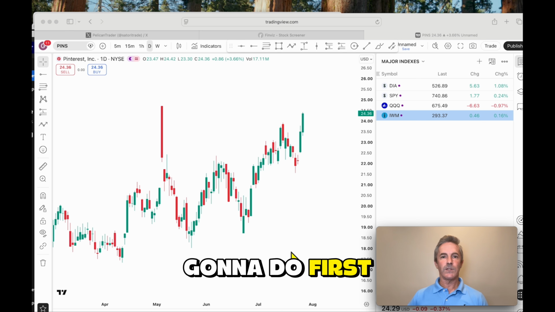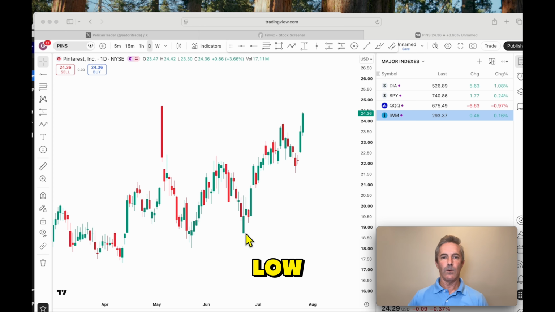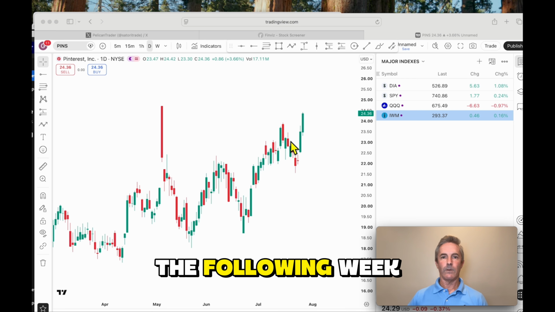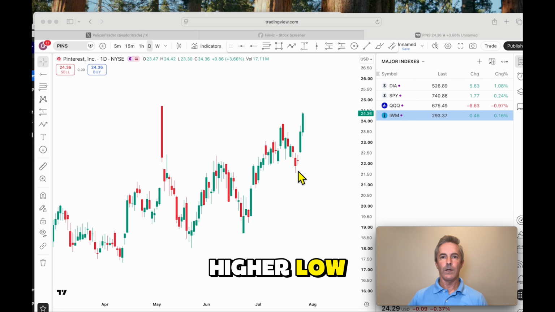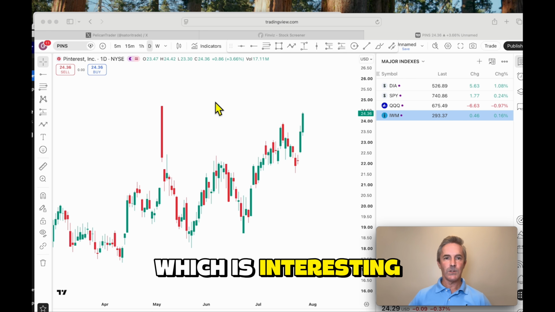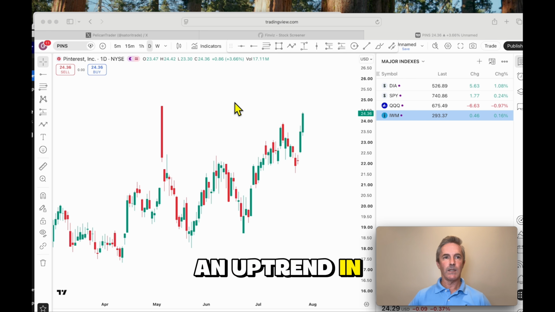So what we're going to do first is assess the trend. And as you can see, the nearest part of the trend here, we have a low. A month later, we set a high in mid-July. The following week, we established a higher low. And just today, we established a new higher high. So a series of higher highs and higher lows is the definition of an uptrend, which is interesting because we have an uptrend in Pinterest.